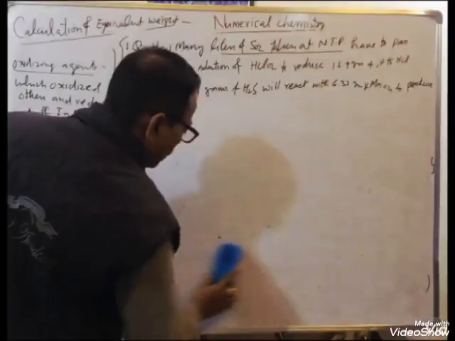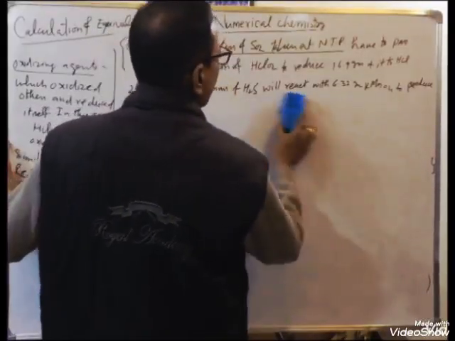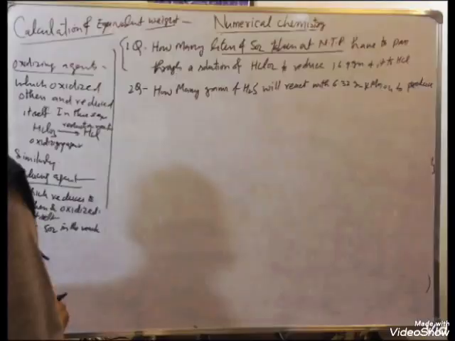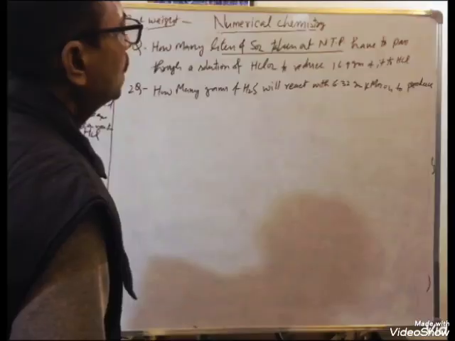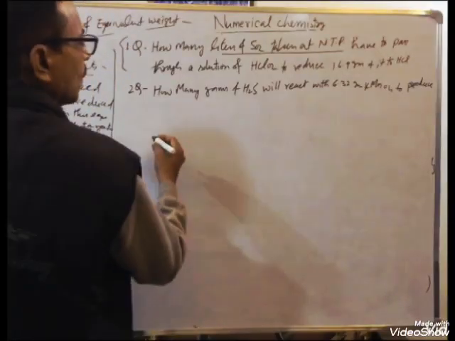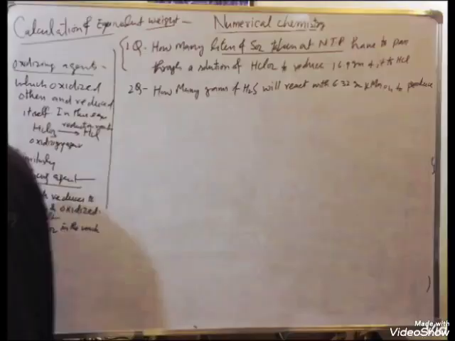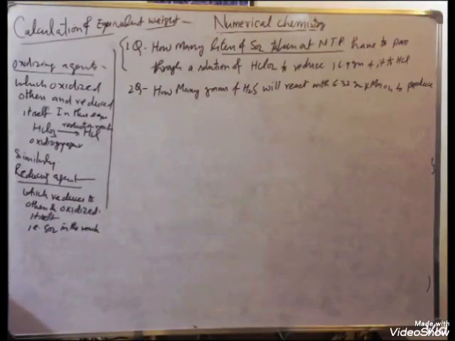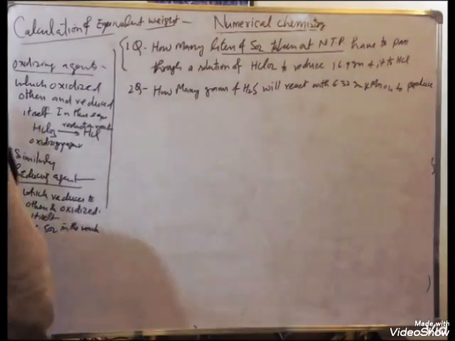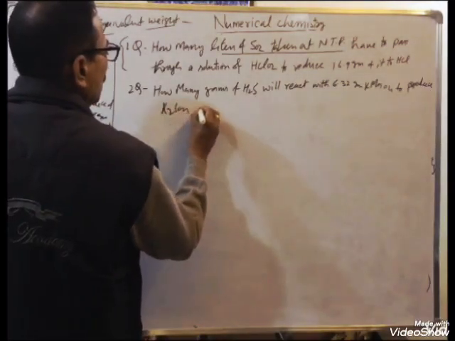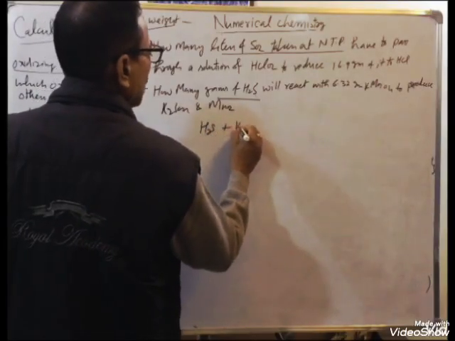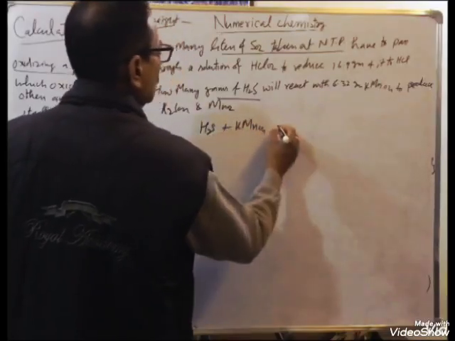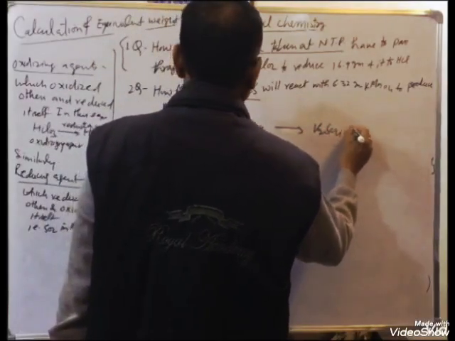Similarly, you can solve so many questions. The question is how many grams of H2S will react with a given gram of KMnO4 to produce K2SO4 and MnO2. So let us see how many grams of H2S. So H2S plus KMnO4, this is reducing, this is oxidizing, giving K2SO4 plus MnO2.